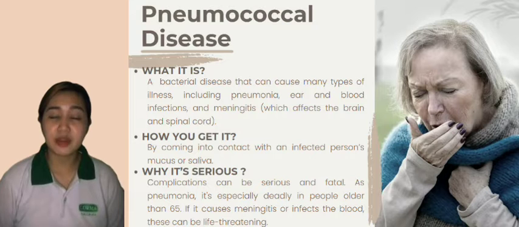So why is it serious? Complications can be serious and fatal. As pneumonia, it's especially deadly in people older than 65 years old. If it causes meningitis or infects the blood, this can be life-threatening.